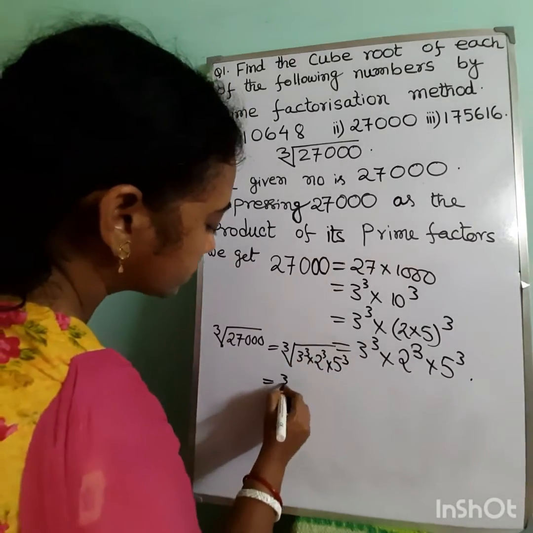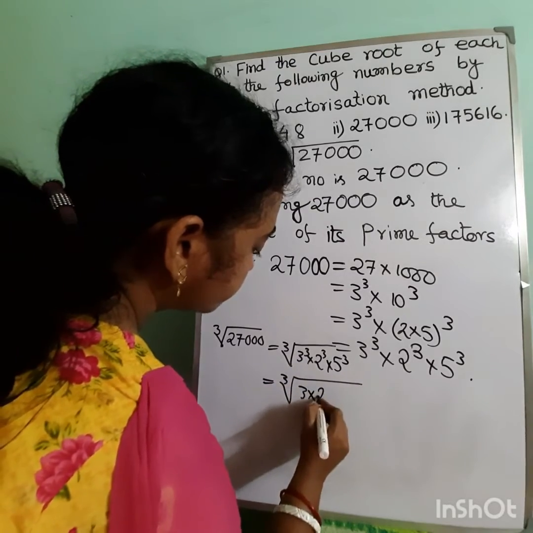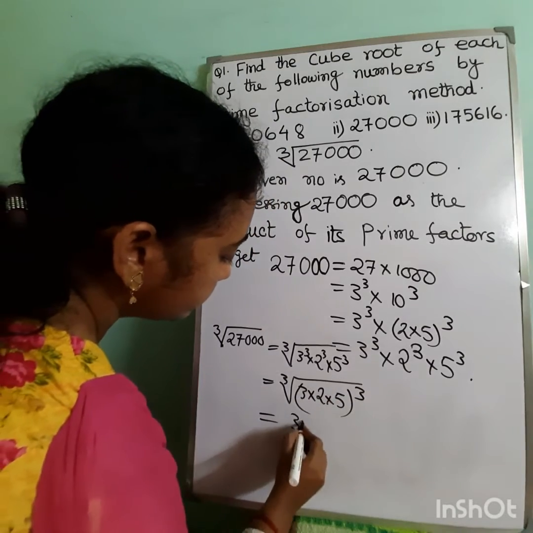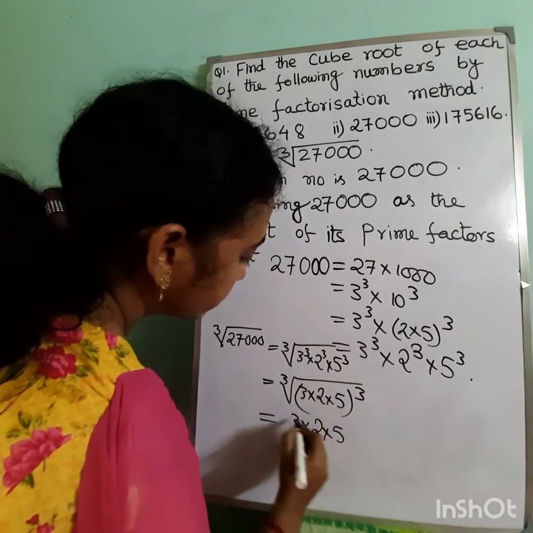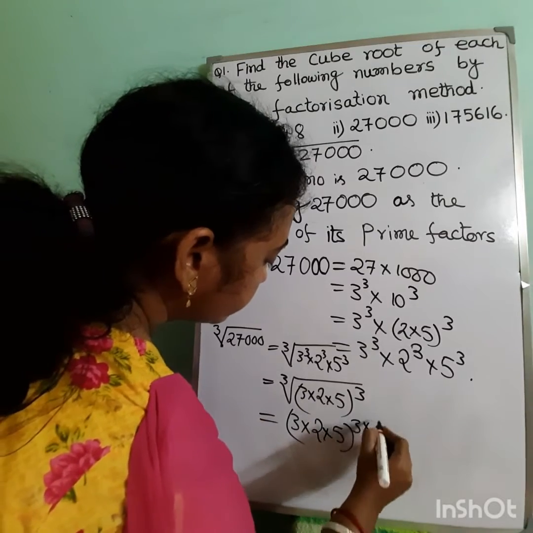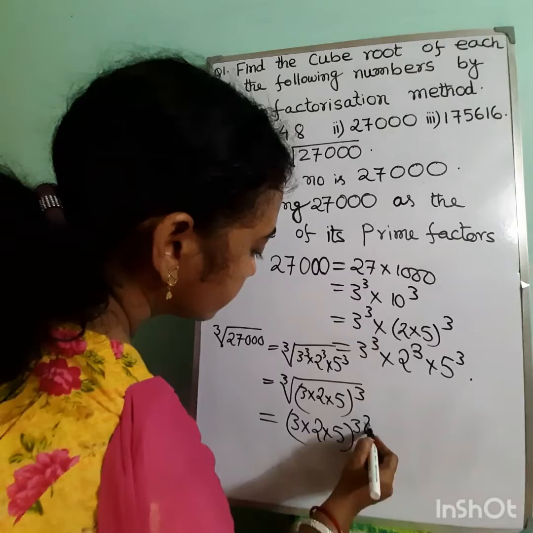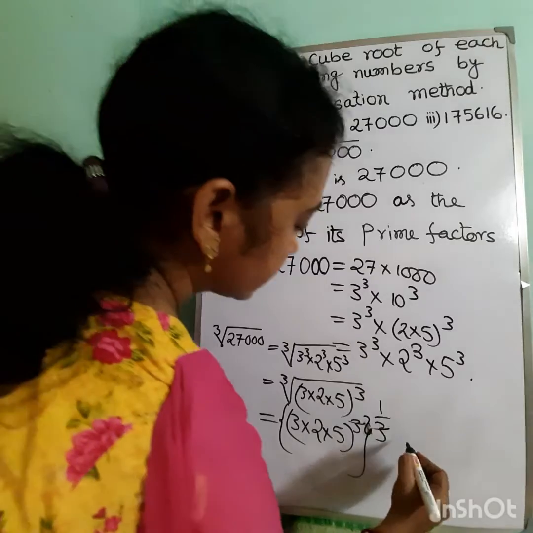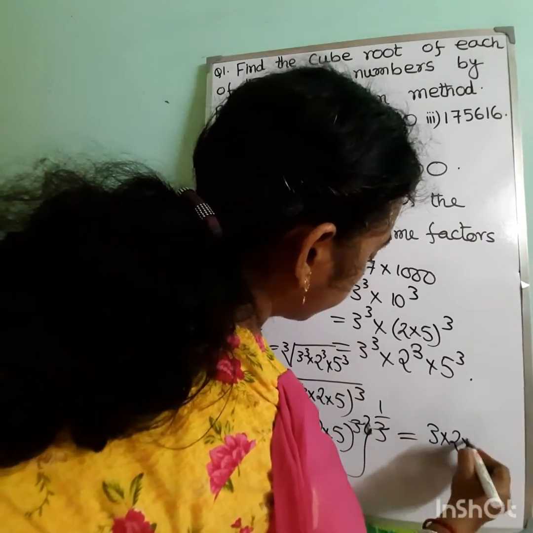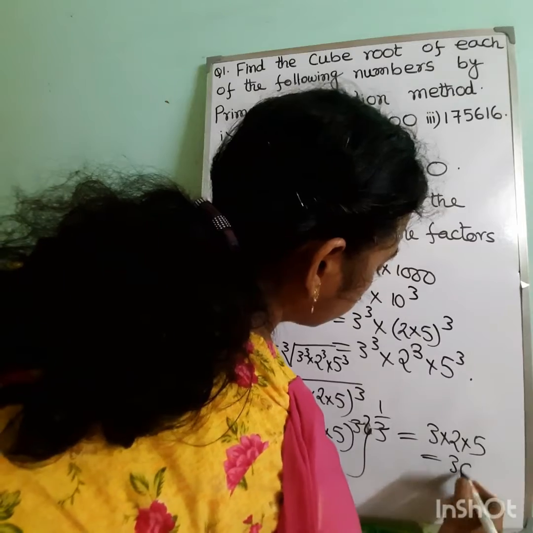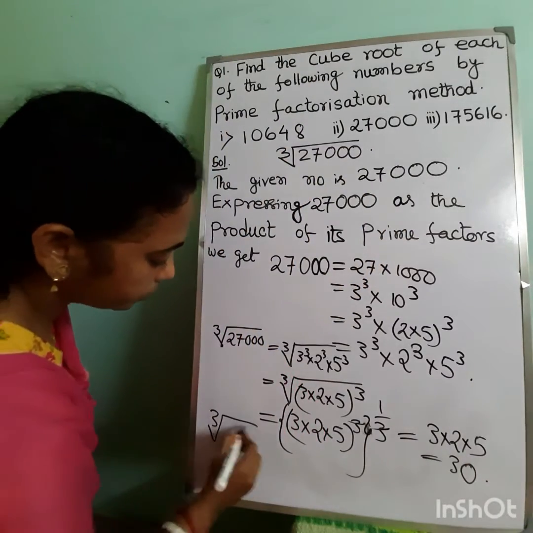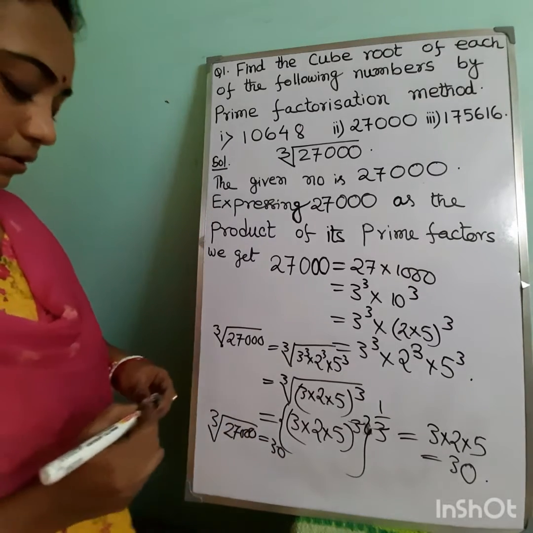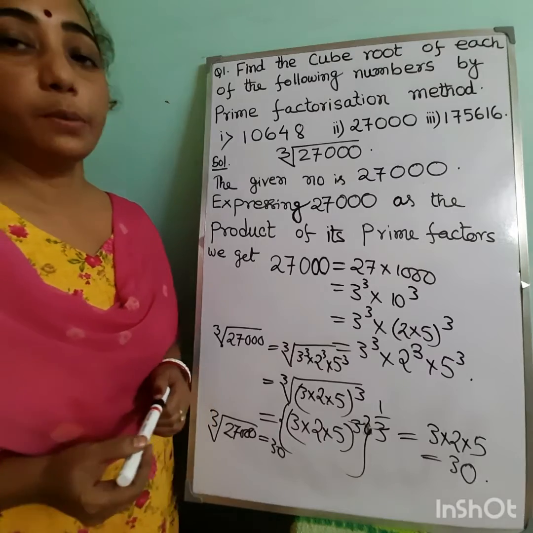Which we can write as the cube root of 3 multiplied by 2 multiplied by 5 whole cube. So this becomes 3 multiplied by 2 multiplied by 5 whole cube to the power 1 by 3. So this 3 will cancel out. So this becomes 3 multiplied by 2 multiplied by 5, which becomes 6 5s are 30. So therefore the cube root of 27000 is equal to 30. In this way we can find the cube roots of given perfect cubes.